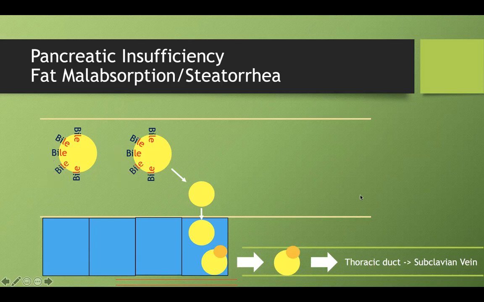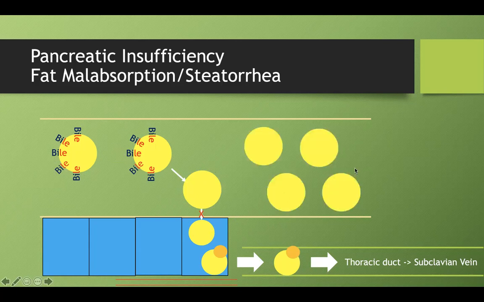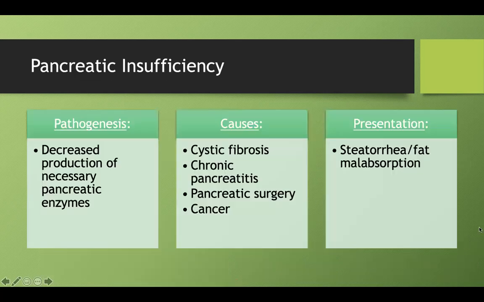The problem if we have pancreatic insufficiency is we don't have any of those lipases anymore. So these globules can't be converted into a size that fits into enterocytes. So we have these large globules, they don't fit in here anymore. And so they're just going to keep traveling down the intestine. And ultimately, these will be excreted along with the stool. So you'll get steatorrhea.